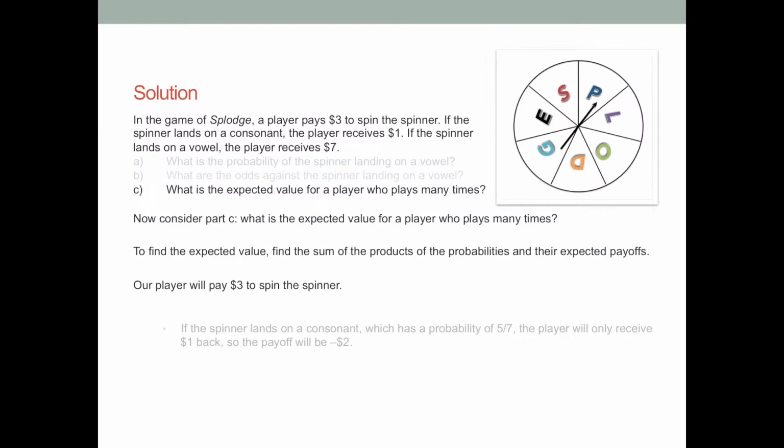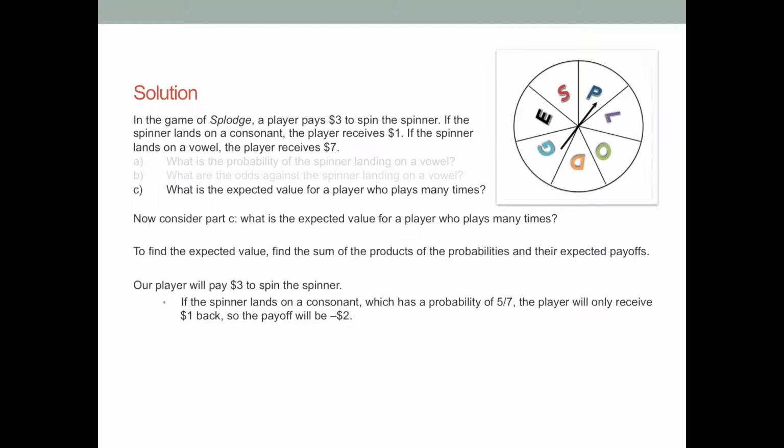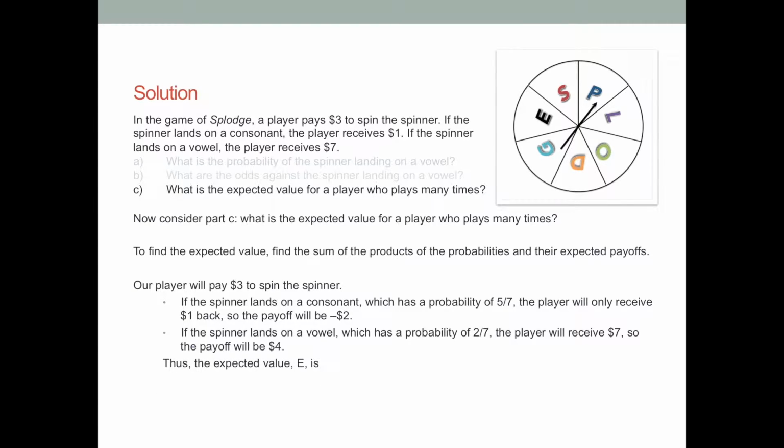If the spinner lands on a consonant, which has a probability of 5/7, the player will only receive $1 back, so the payoff will be -$2. If the spinner lands on a vowel, which has the probability of 2/7, the player will receive $7, so the payoff will be $4. Thus, the expected value E is E equals 5/7 times -2 plus 2/7 times 4.